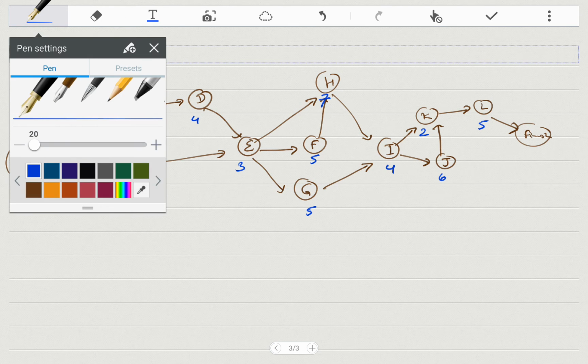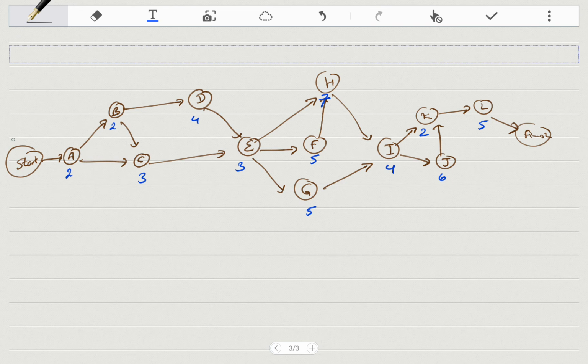Let's use color black for this. Alright, 0, 0, so A can start at 0, 0 and 2 is 2, I can start B at 2, 2 and 2, 4, I can start C at 4, 4 and 3, 7, D I can start at 4, 4 and 4, 8, E I can start at 8, 8 and 3, 11. H I can start at 11, 11 and 7, 18, I can't, that's not true. Alright, I can't start H at 11, I have to do F first. F at 11, G I can start at 11.